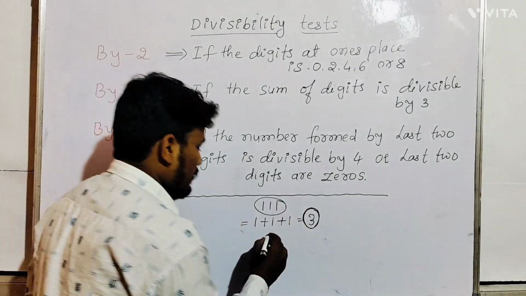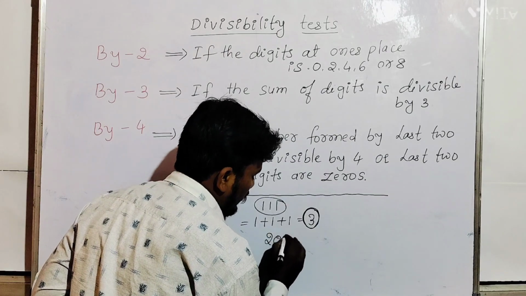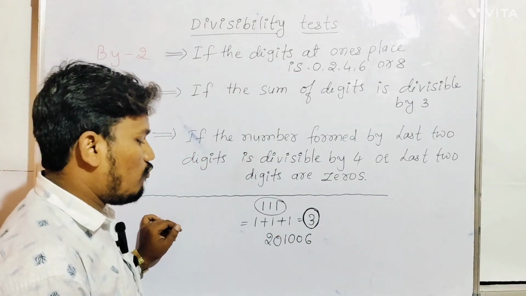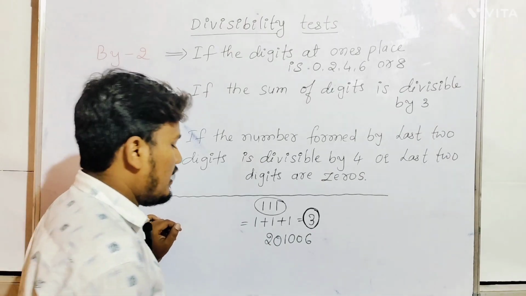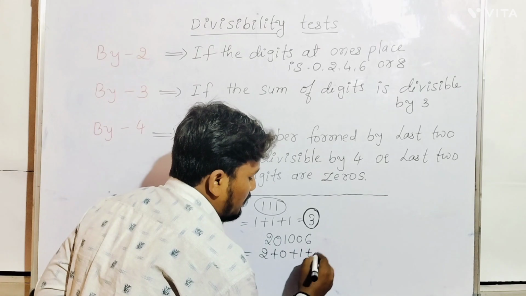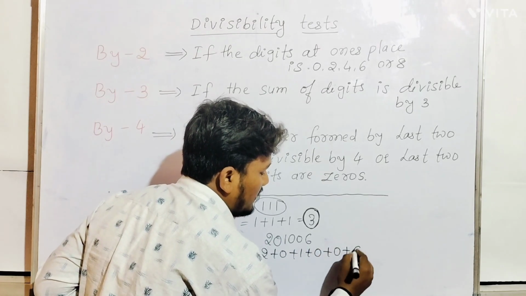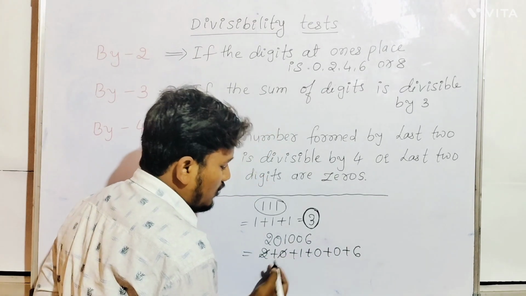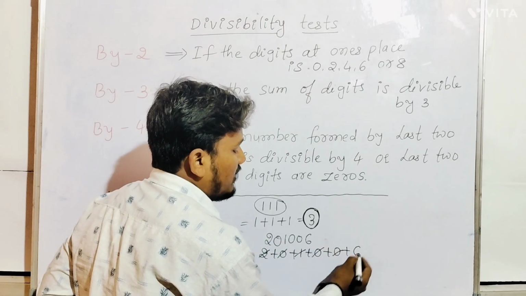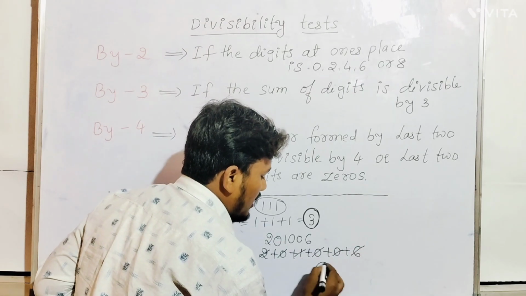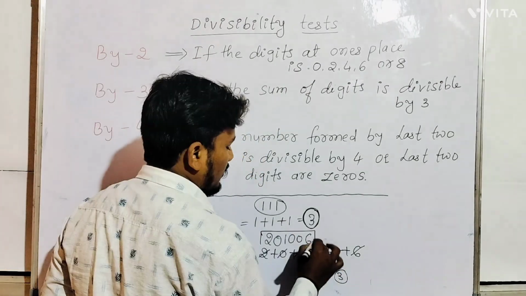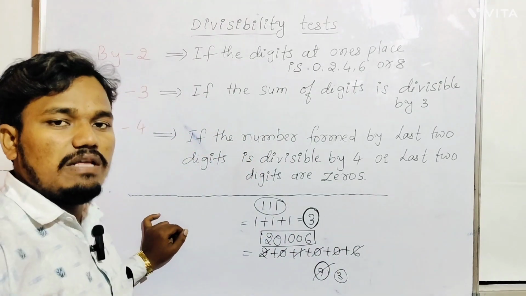Let's check another number. So I am writing 201006. Okay, 2,01,006 number is there. Now add these digits: 2 plus 0 plus 1 plus 0 plus 0 plus 6. 2 plus 0, 2. 2 plus 1, 3. 3 plus 0, 3. 3 plus 0, 3. 3 plus 6, 9. So now this 9 is also divisible by 3. That's why 2,01,006 is also divisible by 3.